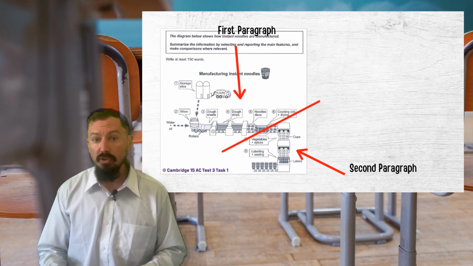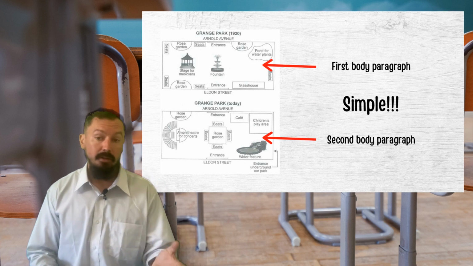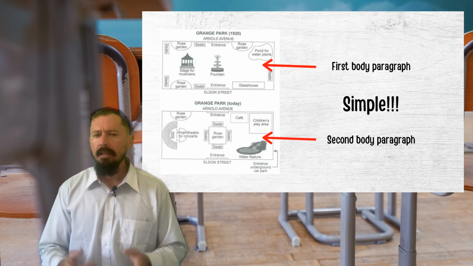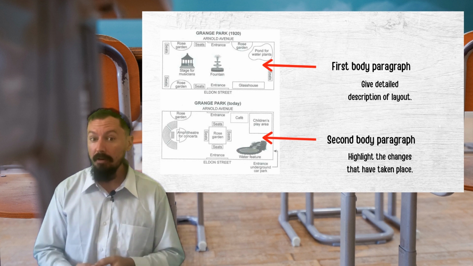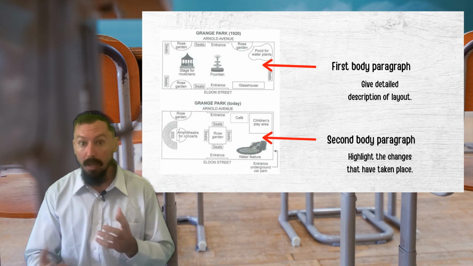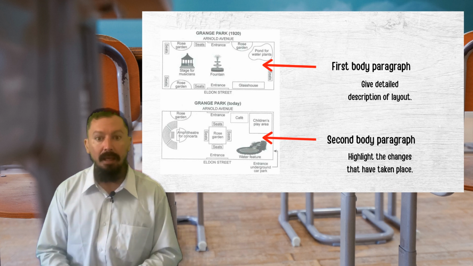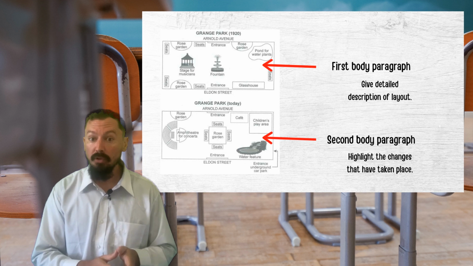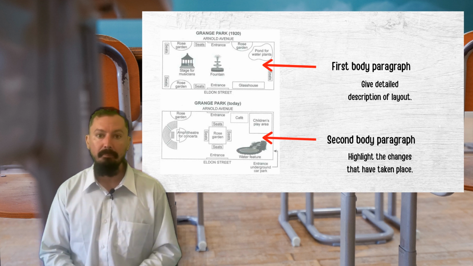Whilst for maps, you're usually given 2 to describe, so you can have one paragraph that talks about the first map and another that talks about the second map. This is really nice because you can put lots of detail into the first paragraph to show how well you can use prepositions and other elements for describing spatial layout. And in the second part, you can show off your language for highlighting comparisons and change over time.